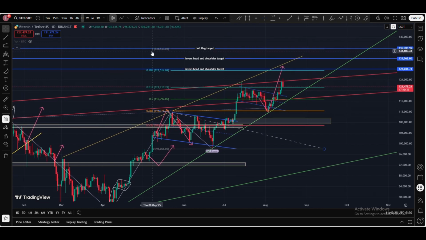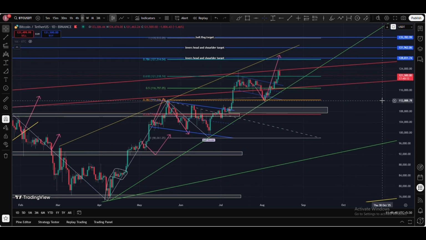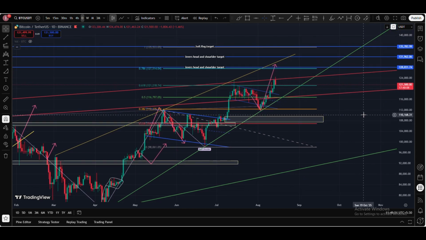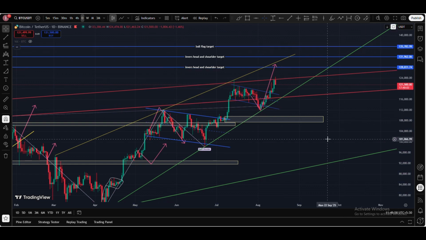This is the Fib 1 level, and that is a bull flag target, and the 0.786 level is an inverse head and shoulders target. Those are our target levels, and you can see the accuracy of that target level is very high. The market is coming to our levels.